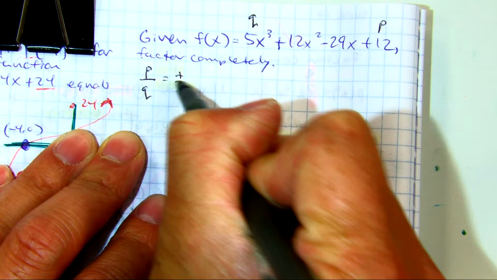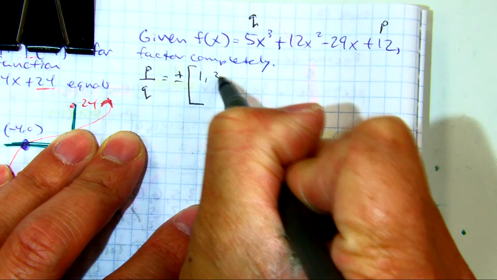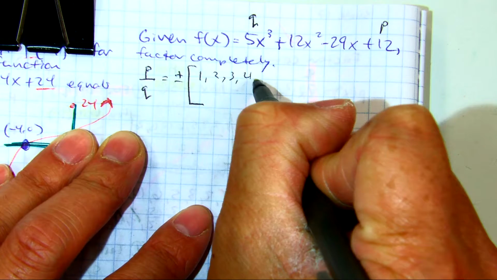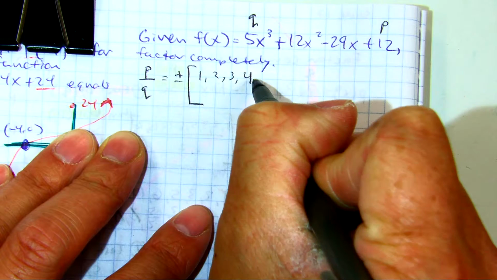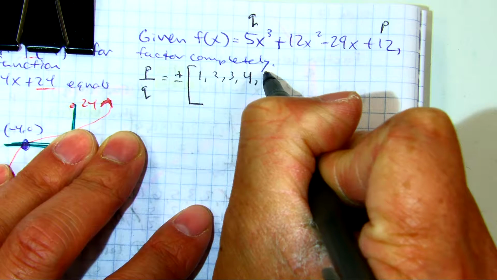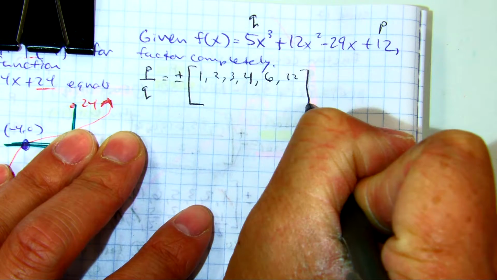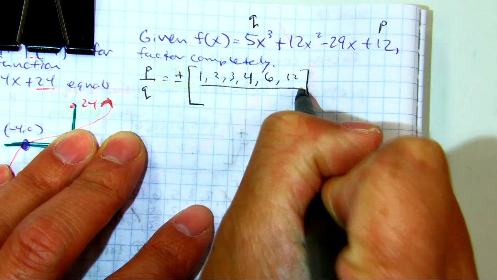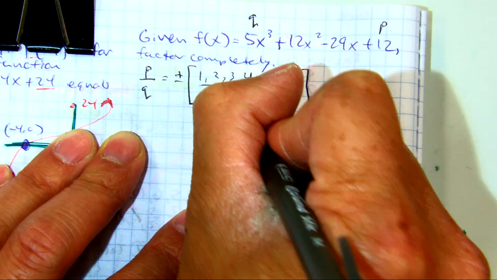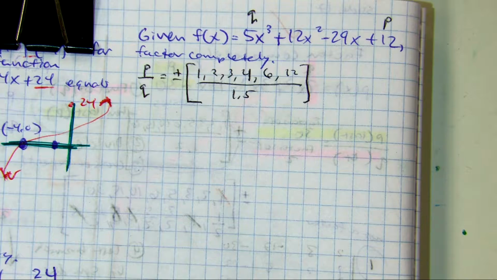What are all the factors of 12? 5? Oh, 6 and 12. 6 and 12. And the denominator? 1 and 5. Raise your hand if you got that so far. Alright.